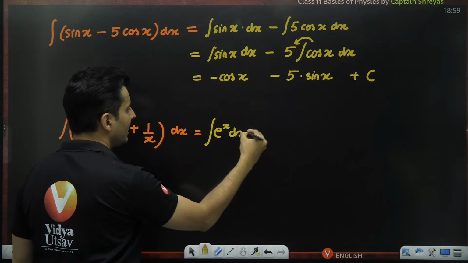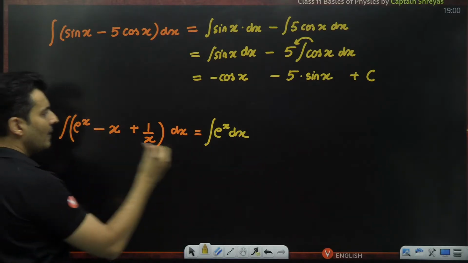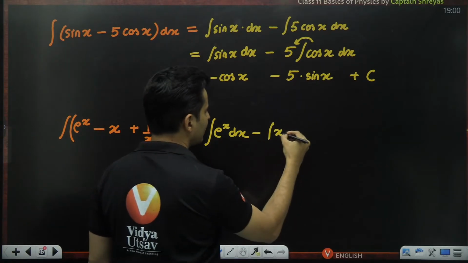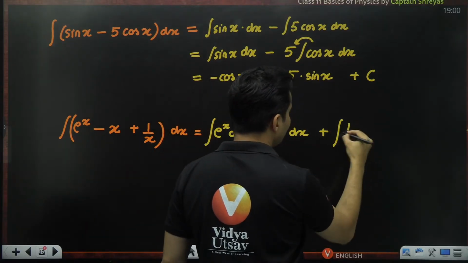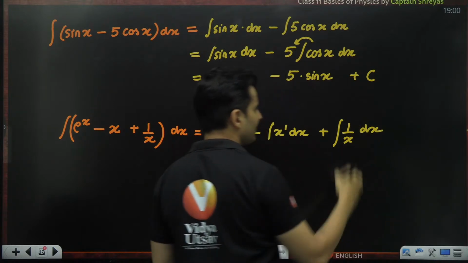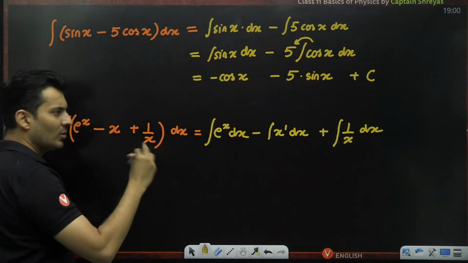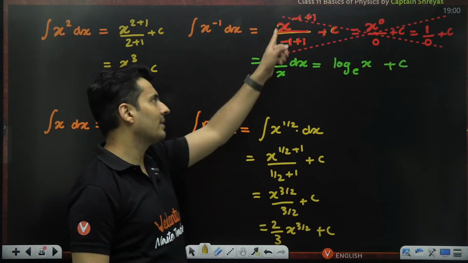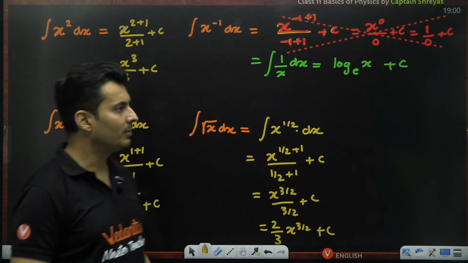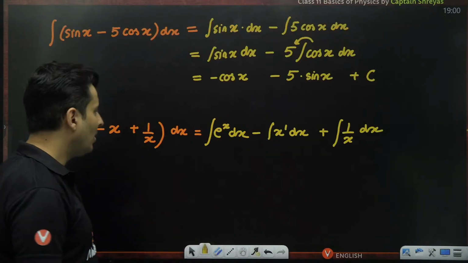e raised to x dx is the first part, minus the integral of x raised to 1 dx as a separate part, and lastly leave that 1 by x as it is. No need to bring it on the top, because we can't use the negative 1 power of x in the x raised to n formula. We need to convert it into a logarithm.